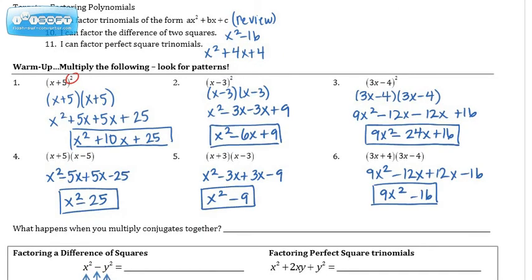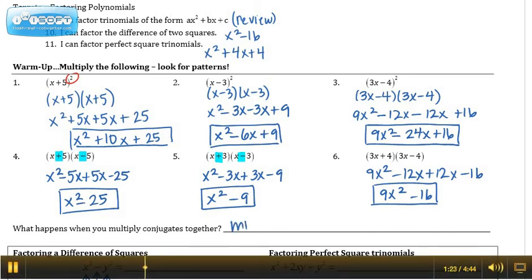Okay, so hopefully doing the warm-up of number 1 through 6 wasn't too horrible. What you guys are going to do now is, first of all, we're going to talk about what happens when you multiply conjugates together. So remember, conjugates are when you have terms that are exactly the same except for the sign, so number 4, 5, and 6. So notice what happens when we multiply the conjugates together. The middle terms cancel out.